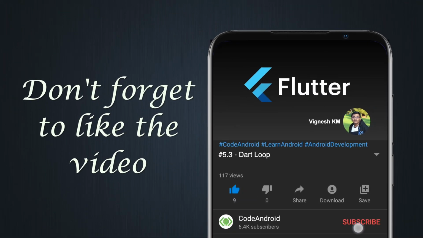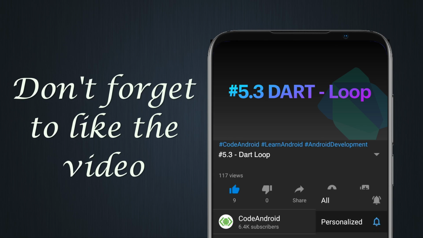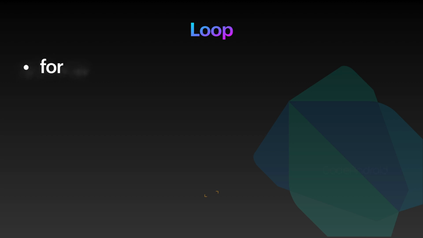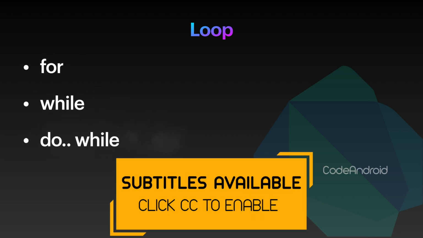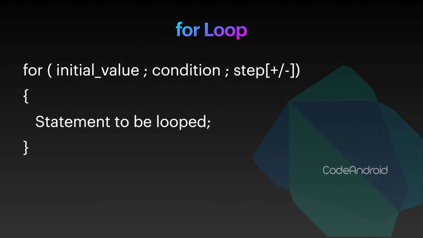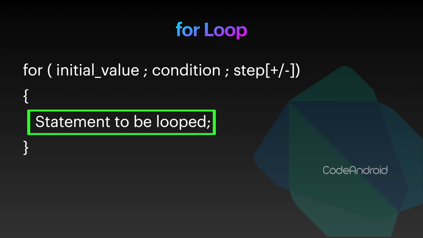In this video, we'll see about loops in Dart. Mainly, we have three types of looping in Dart: for loop, while loop, and do while. First, we'll see about for loop. We need to pass three blocks for a for loop: initial value, condition, and then step. In most cases, we increment or decrement a value in step. Inside, whatever code we want to loop through, we will give it.